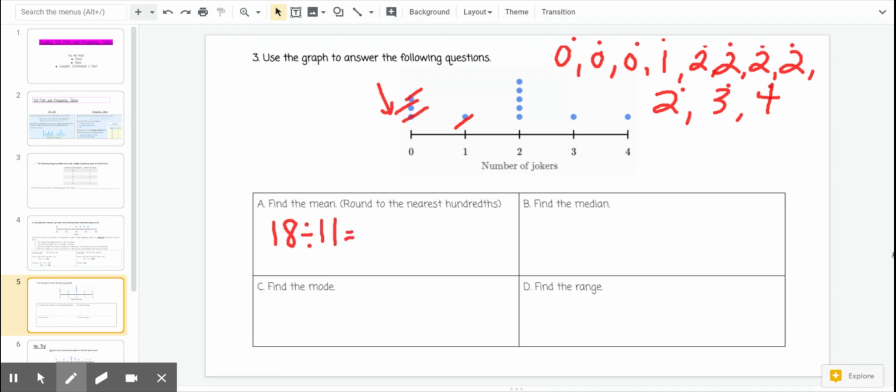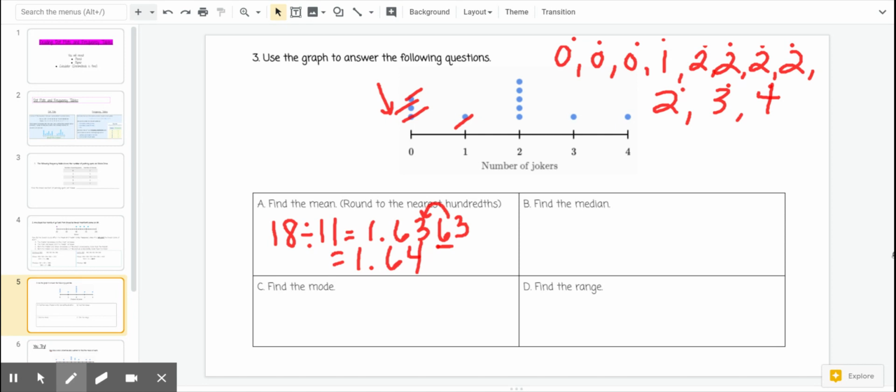When I divide this out on my calculator, I get 1.63 repeating like this over and over again. I'm going to round to the nearest hundredths place. So I'm going to look at this one. What it's going to do to that hundredths is going to make it go up, right? So my mean should be 1.64.